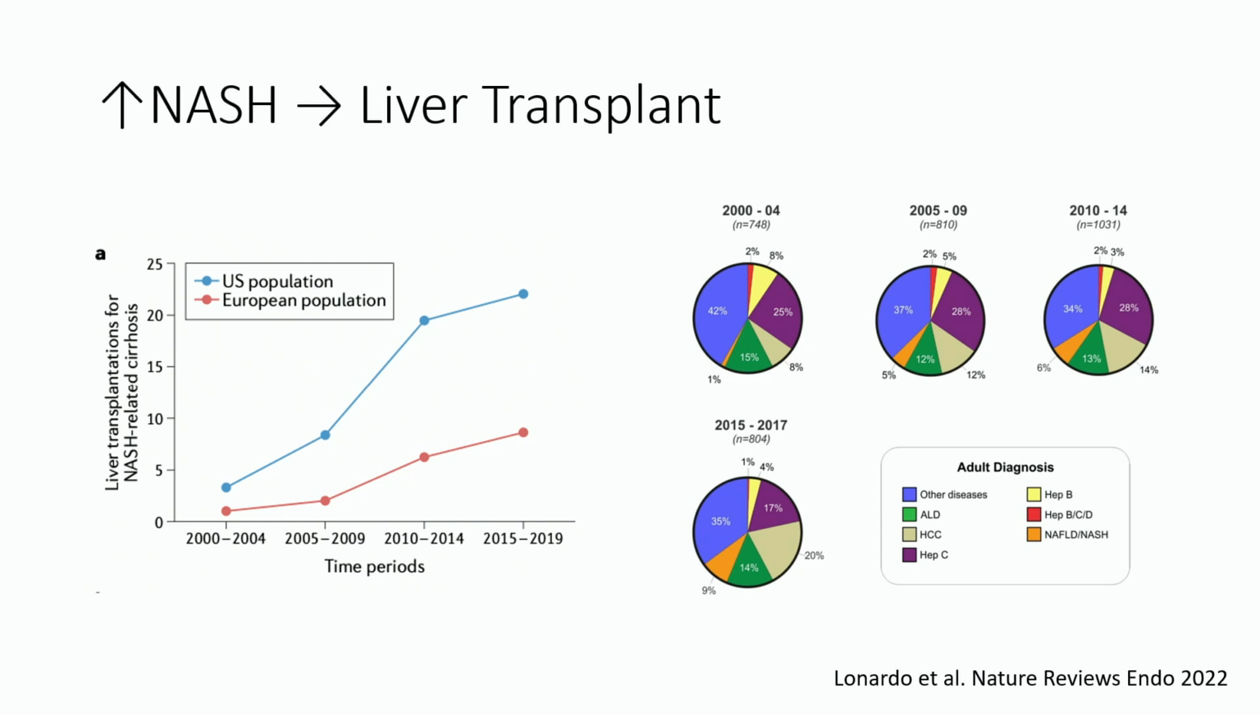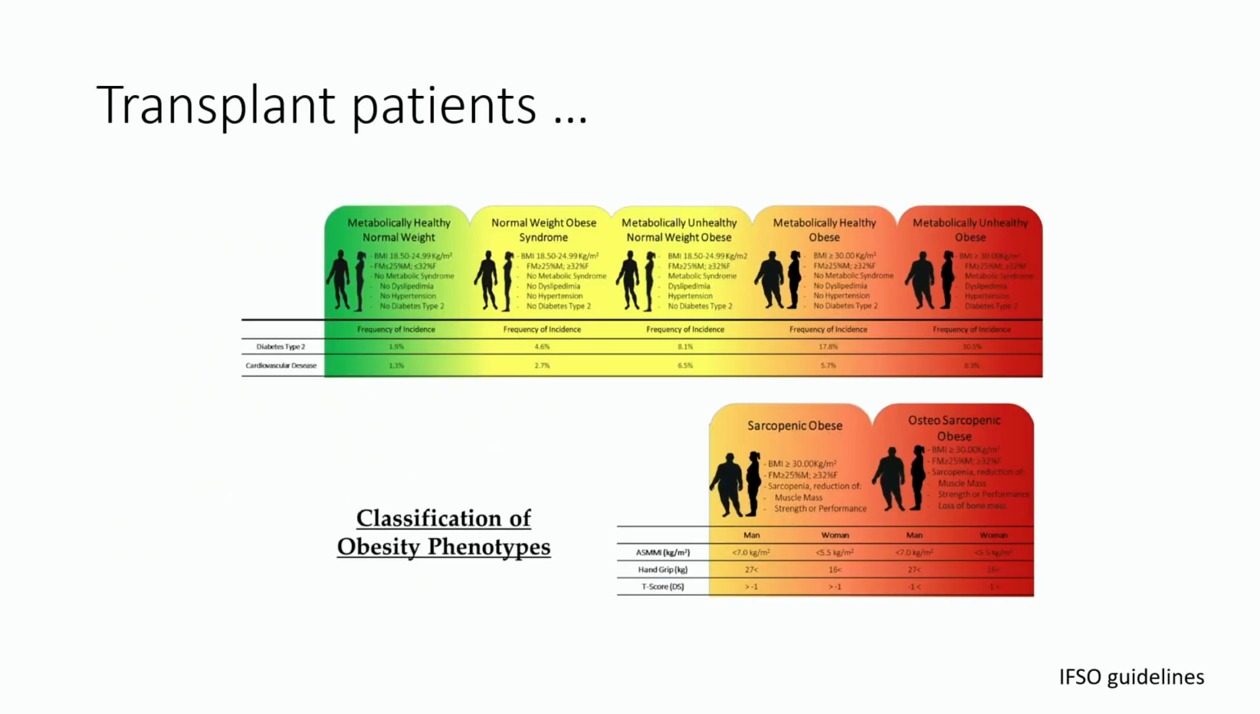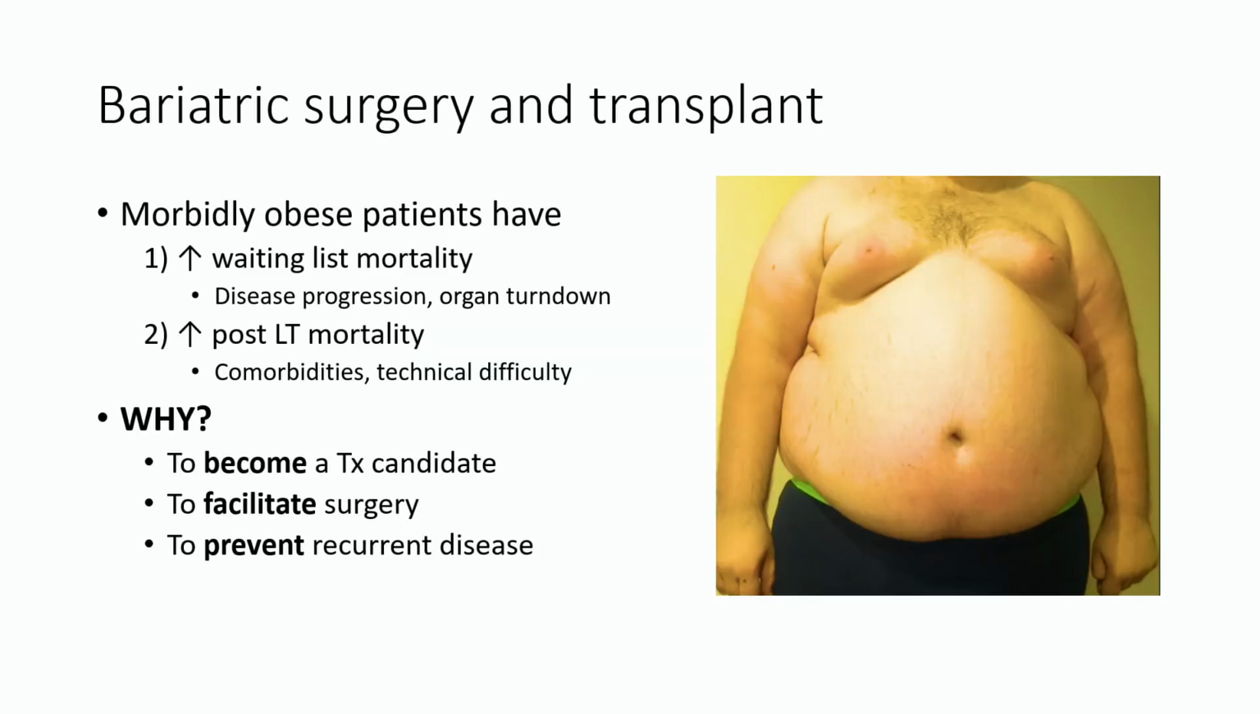We have fewer people with hepatitis C, for example. So of the donors, we have a greater proportion of those people having it for NASH cirrhosis. The difference, of course, is that transplant patients, when we're talking about obese transplant patients, are very, very unwell. We're talking about people who are sarcopenic, coagulopathic, thrombocytopenic. They're not the best candidates for anything.